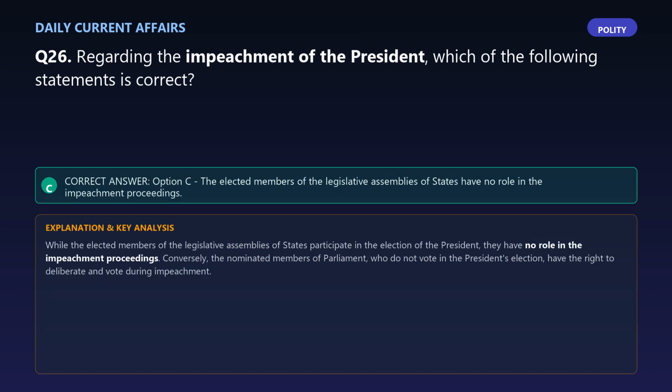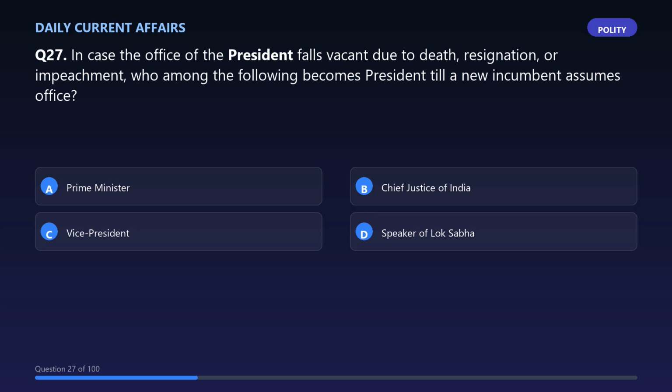The correct answer is option C. The elected members of the Legislative Assemblies of States have no role in the impeachment proceedings. Explanation. While the elected members of the Legislative Assemblies of States participate in the election of the President, they have no role in the impeachment proceedings. Conversely, the nominated members of Parliament, who do not vote in the President's election, have the right to deliberate and vote during impeachment. Question 27.